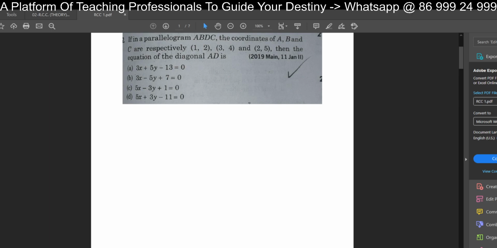So you can see that 1, 2 is satisfying all these three options. This is 3 minus 10 plus 7 satisfied, and this is 5 minus 6 plus 1 satisfied, and this is 5 plus 6 minus 11 satisfied. So the answer must be among B, C, D only. Now just check which equation 5 by 2, 9 by 2 is satisfying.